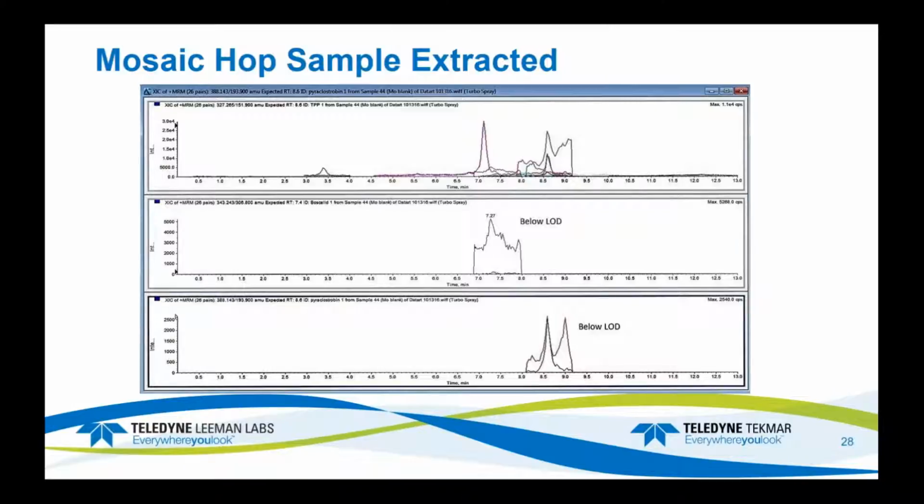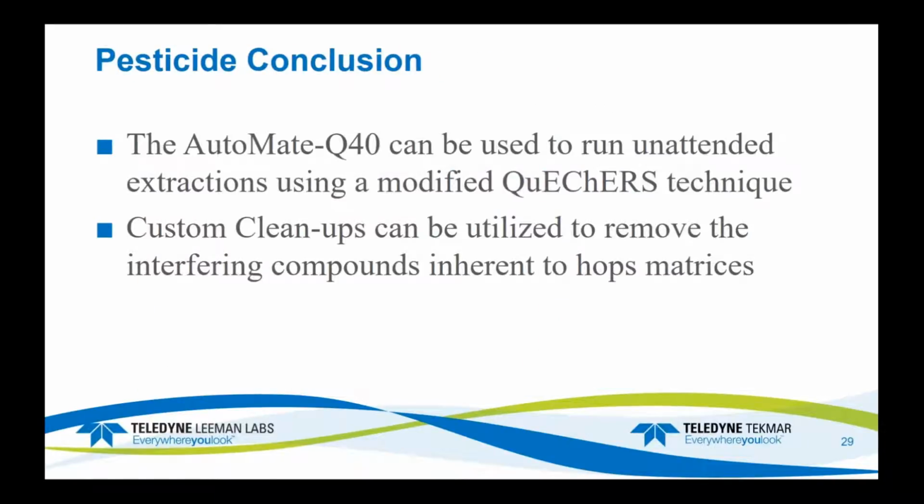So essentially the extractions were done using that automate, and all of our recoveries are what we expected. And again, we didn't find too much of anything there, which is a good thing. What we found is that the automate can be used to run unattended. We used a modified QuEChERS technique. Of course, you can create your own method using the automated platform if you like. And then you can use custom cleanups to remove any of those interfering compounds that are very inherent to the hops matrices. It's a bit of a messy extract. All in all, we thought the testing went well and the results were what we expected.